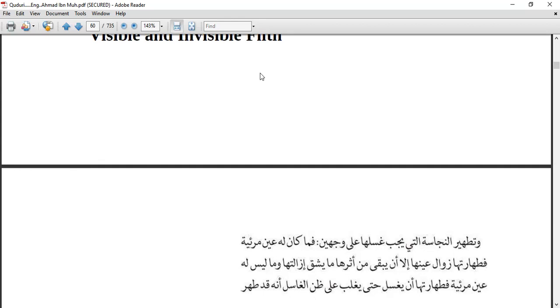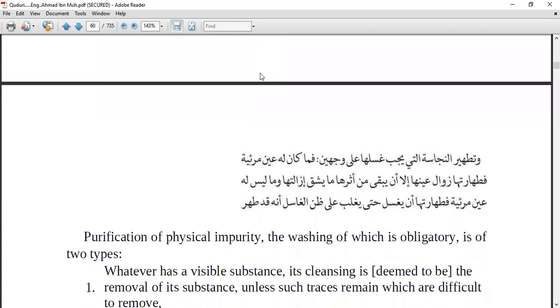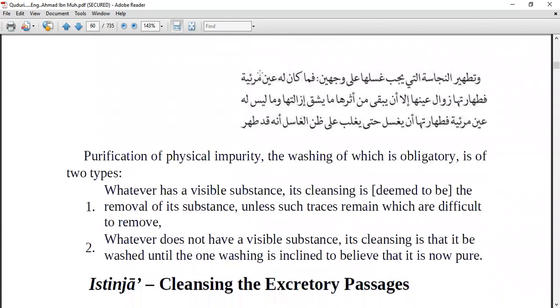We've already talked about the definitions of visible and invisible form of najasa. Now let's talk about its purification. وتطهير النجاسة التي يجب غسلها على وجهين. The purification of physical impurities, I mean washing of it, is of two types. فما كان له عين مرئية, if it is visible, فطهارتها زوال عينها, then its cleaning is the removal of that najasa, the body of that najasa, completely, so you can no longer see it.